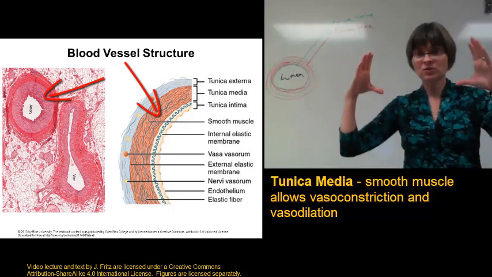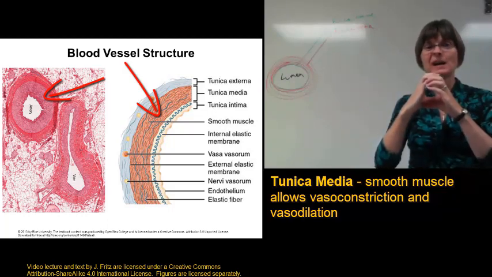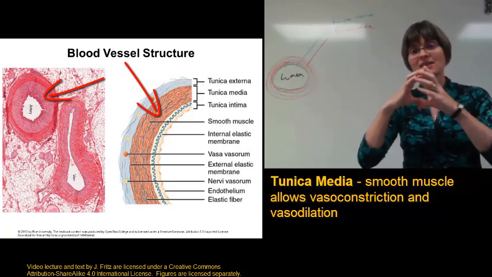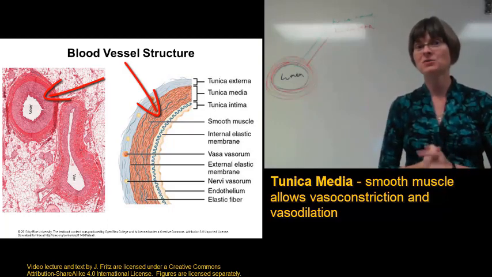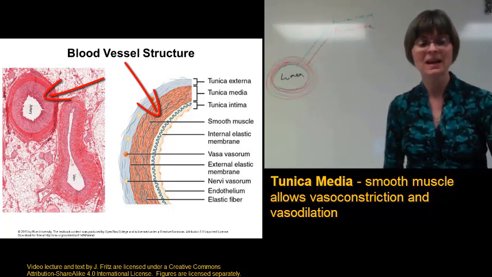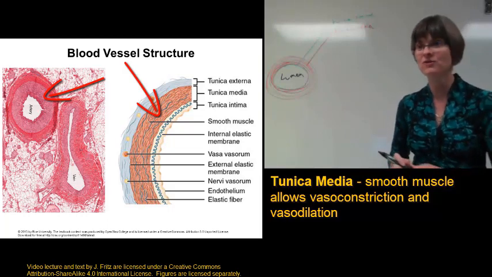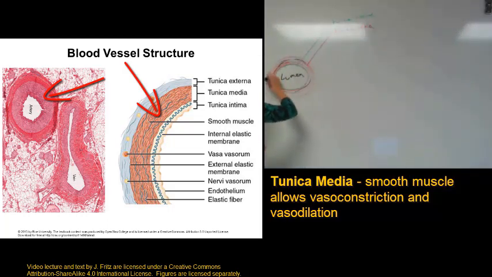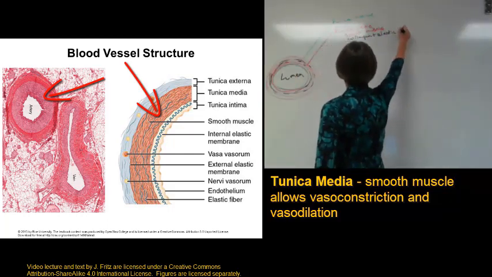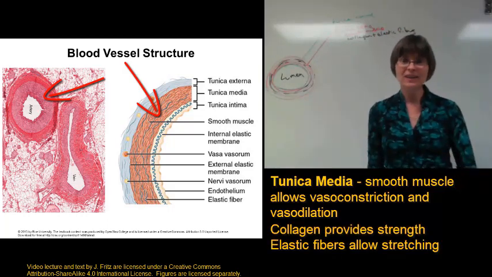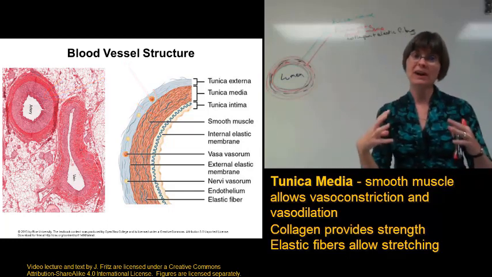As the smooth muscle contracts, then the tunica media gets narrower and we have vasoconstriction. As the smooth muscle in the tunica media relaxes, then the blood vessel dilates. So this is important for being able to control the blood flow to certain areas of the body, as well as to control the blood pressure, which we'll be seeing later. Along with the smooth muscle that we have in the tunica media, there are also some connective tissue fibers. The collagen and elastic fibers allow the blood vessel to be able to stretch, and it also provides it more strength.